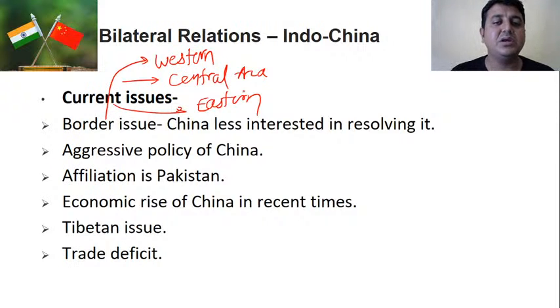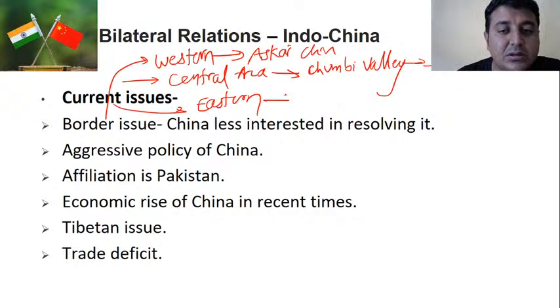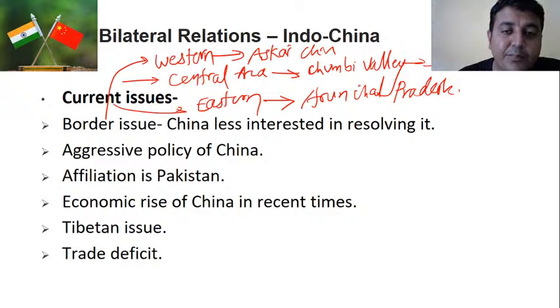It is not a problem with India, it is a problem with China. China claims these territories as theirs. For example, they claim Aksai Chin, they claim the area near the Chumbi Valley. Doklam is the very best example of it. In the eastern area, they consider Arunachal Pradesh as their part. They consider it South Tibet. Clear? So these are the three border areas where India and China have a dispute with each other.